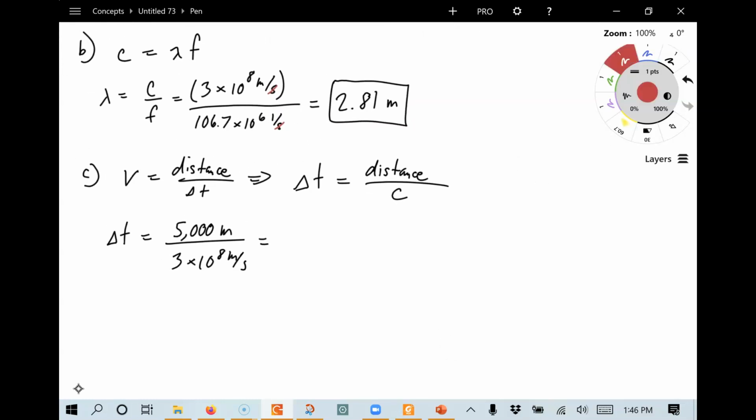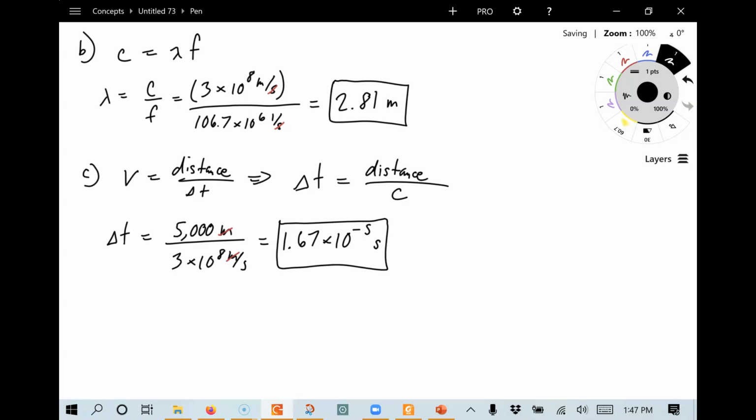And we see that the meters will cancel. Well, we have 1 over the seconds in the denominator, which means we'll have seconds in the numerator. That comes to 1.67 times 10 to the minus 5th seconds. So as you already knew, the speed of light's extremely quick. To travel 5 kilometers takes about 17 microseconds.